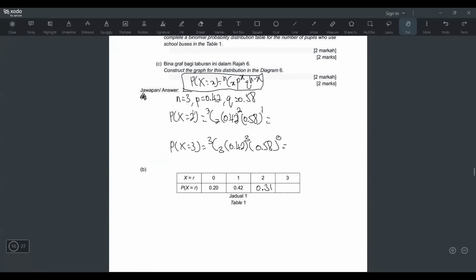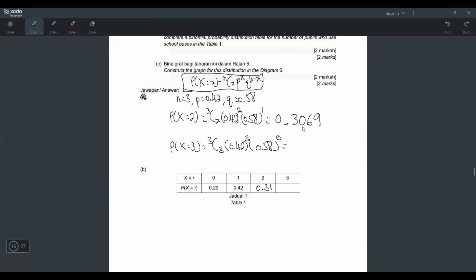Okay, next one. This one is 0.3069 actually, but I write in 2 decimal places. That's why it's 0.31. What about this? The 3C3 no need to press, because 3C3 if you press it is 1.